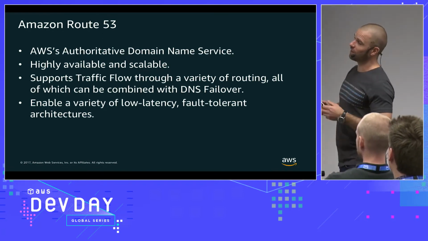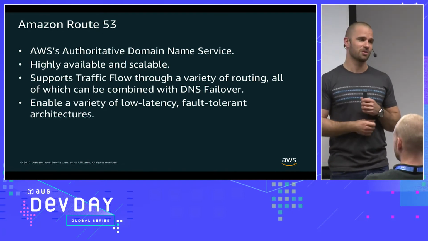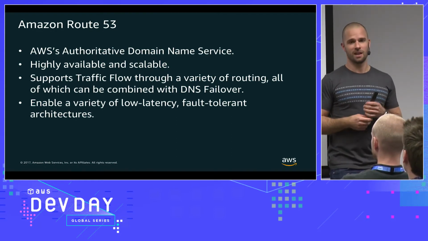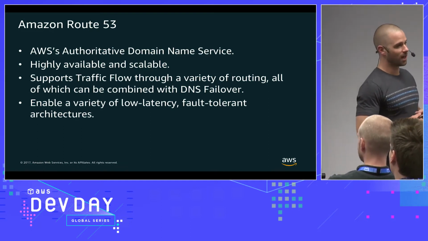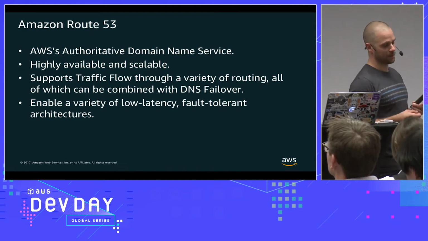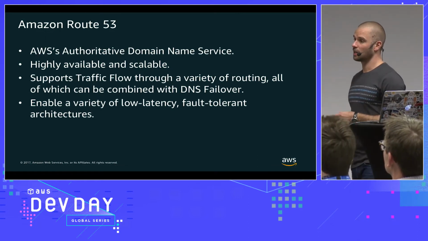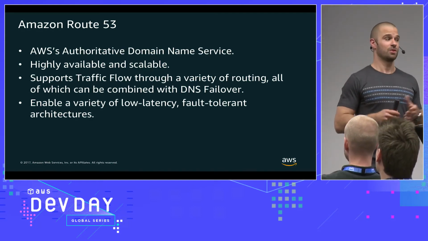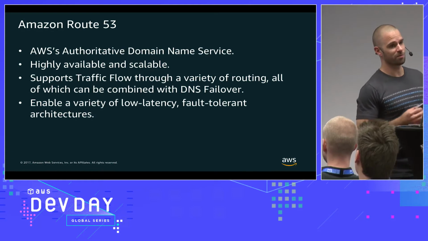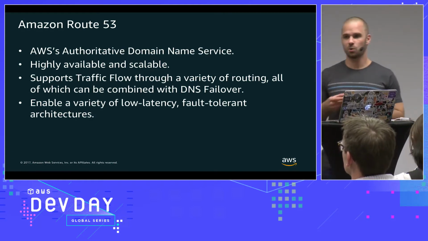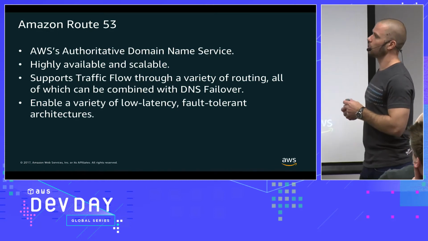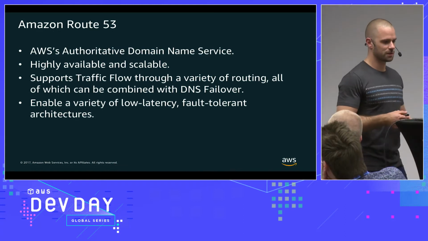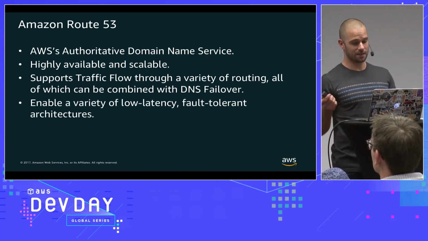Another very, very important service, if you want to do multi-region, is you need to have a DNS service. Right? Route 53 is going to be your best friend for that. It's our own authoritative DNS service. Again, it's highly available and scalable. In fact, we even say that we have 100% SLA, which is the only service we claim to have 100% SLA. Right? It supports what we call traffic flows, which gives you a variety of different routing combinations, from latency to regional failovers, and is very low latency and fault tolerant.